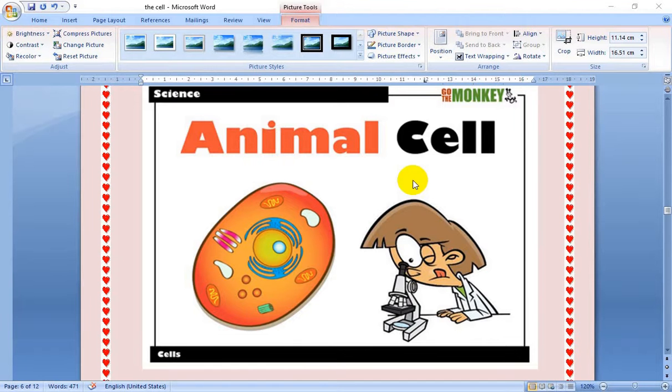Welcome Primary 4. Today we are going to continue Lesson 3, the cell. As we studied before, we have two types of cells, plant cell and human or animal cell. And we studied about the plant cell. Today we are going to study the animal cell.